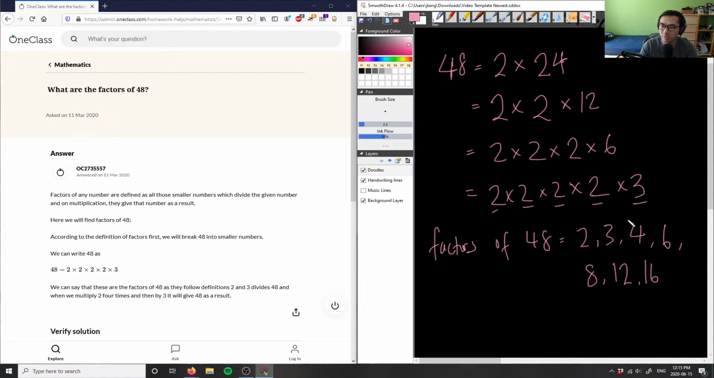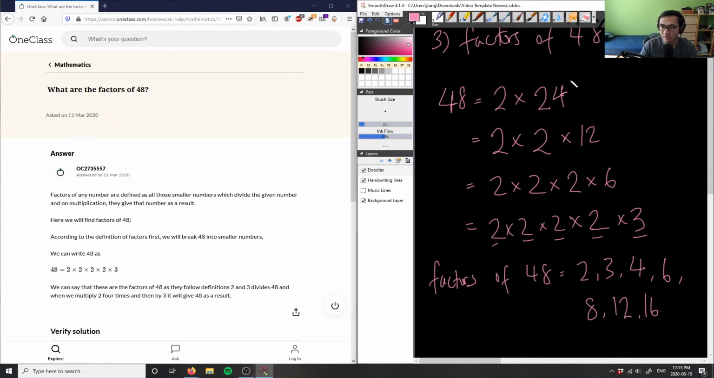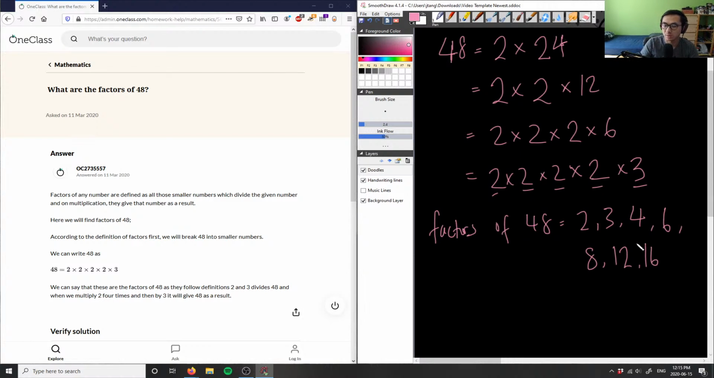Sorry, 3 times 2 is... no, 16. Yeah, 16 is a factor, because 16 times 3. And then finally, I have a factor of 2 times 2 times 2 times 2, which would give me, sorry, 24 as a factor as well. So this here is also a factor. So these are all my factors of 48.